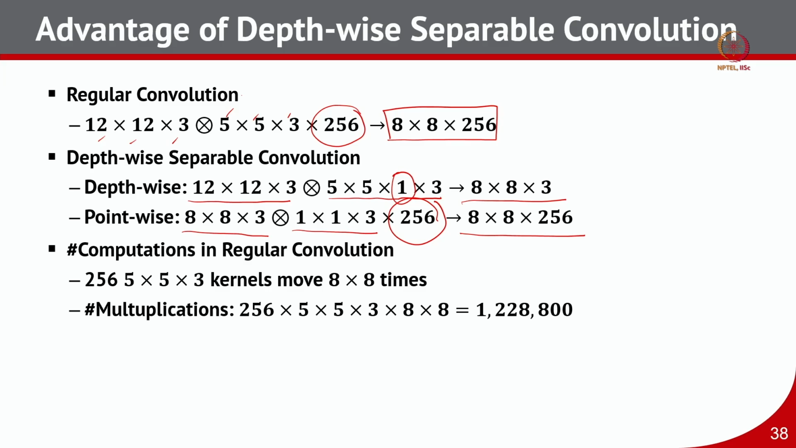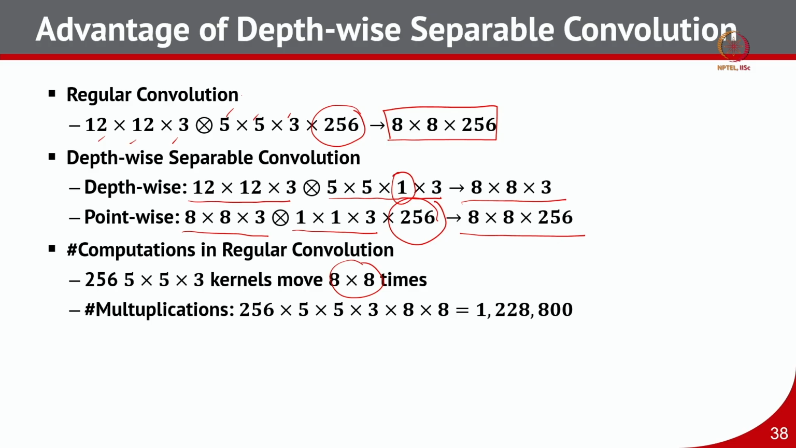Now, let us see how many total multiplications are there in regular convolution. In regular convolution, we have 256 kernels, 256 5 by 5 by 3 kernels, and that moves 8 by 8 times. Whenever it gets convolved once, it generates one pixel. Since the output size is 8 by 8, the filter is moving 8 by 8 times, correct, and then we have 256 of the filters. So, all of them will move 8 by 8 times, and then they will do some multiplication, correct.